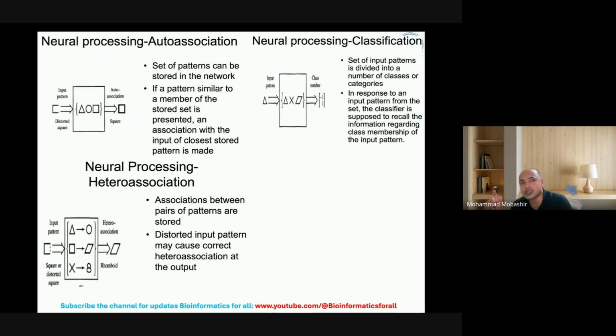Neural processing, association: a set of patterns can be stored in the network. If a pattern similar to a member of the stored set is presented, an association with the input of the closest stored pattern is made, and that is called a decision. Now, neural processing heteroassociation: associations between pairs of patterns are stored.